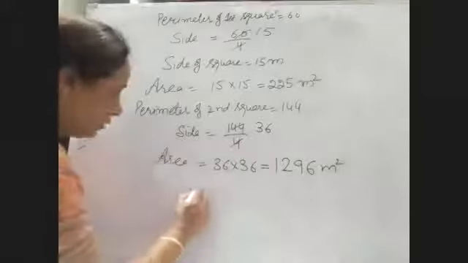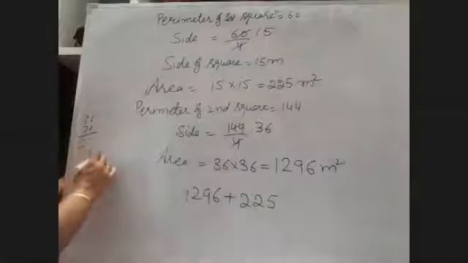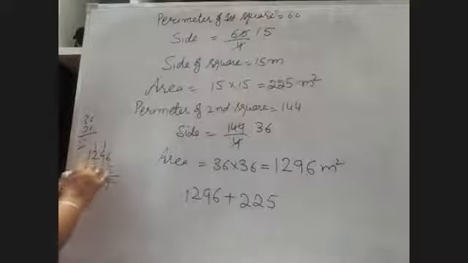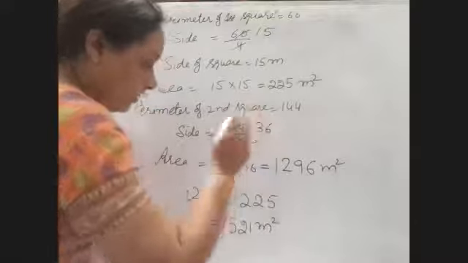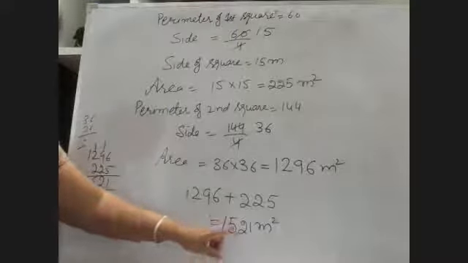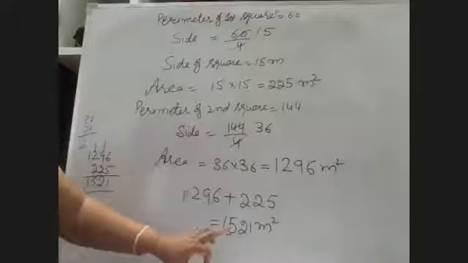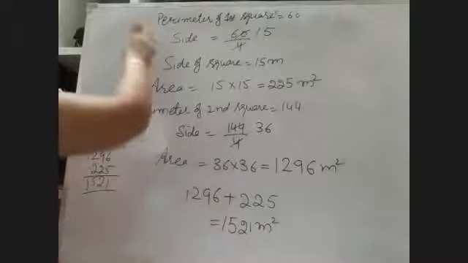Now, according to your statement, we'll add the areas of the two squares. Total area is 1296 plus 225, which is 1521 square meters. So the total area of these two squares is 1521. Now students, in the next step we'll find the square root of 1521.